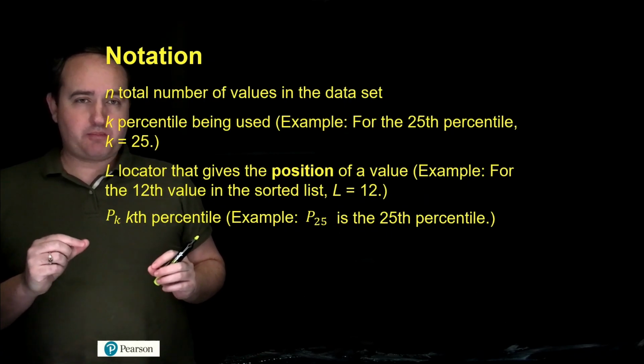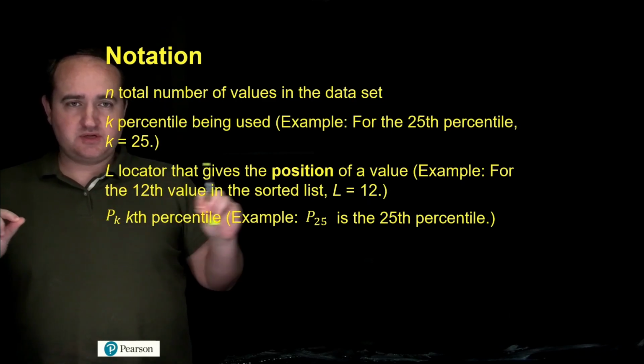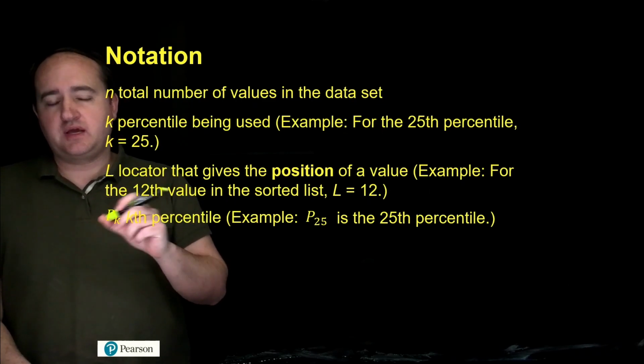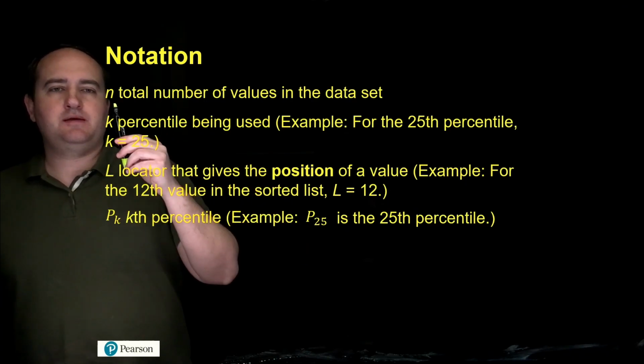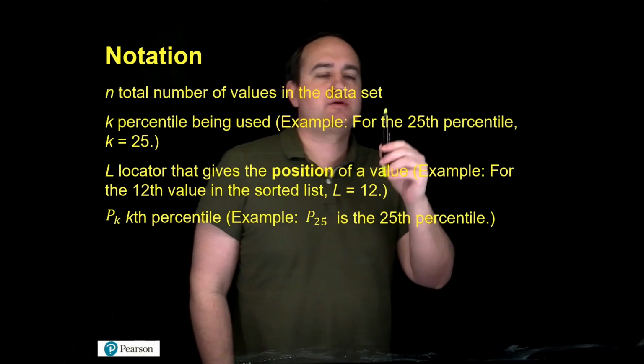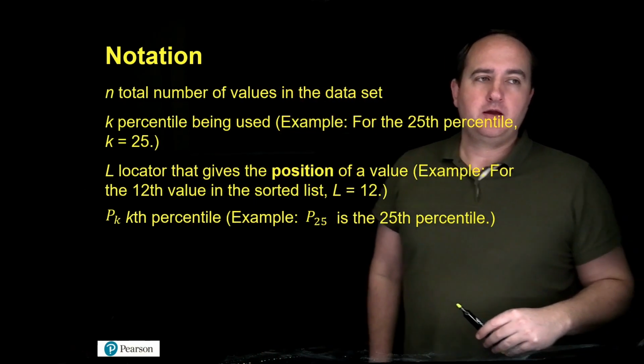And that's why it's very important that your data values are arranged in increasing order, otherwise the locator formula won't work. Okay, other notation here, N is the total number of values in the data set.